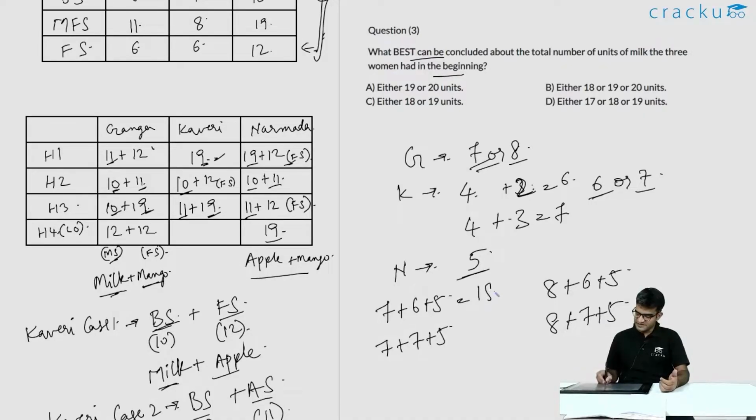7 plus 6 plus 5 is 18, 7 plus 7 plus 5 is 19, 8 plus 6 plus 5 is 19, 8 plus 7 plus 5 is 20. So the initial number of milk packets is either 18 or 19 or 20. So the correct answer is option B. Let us look at the last question.